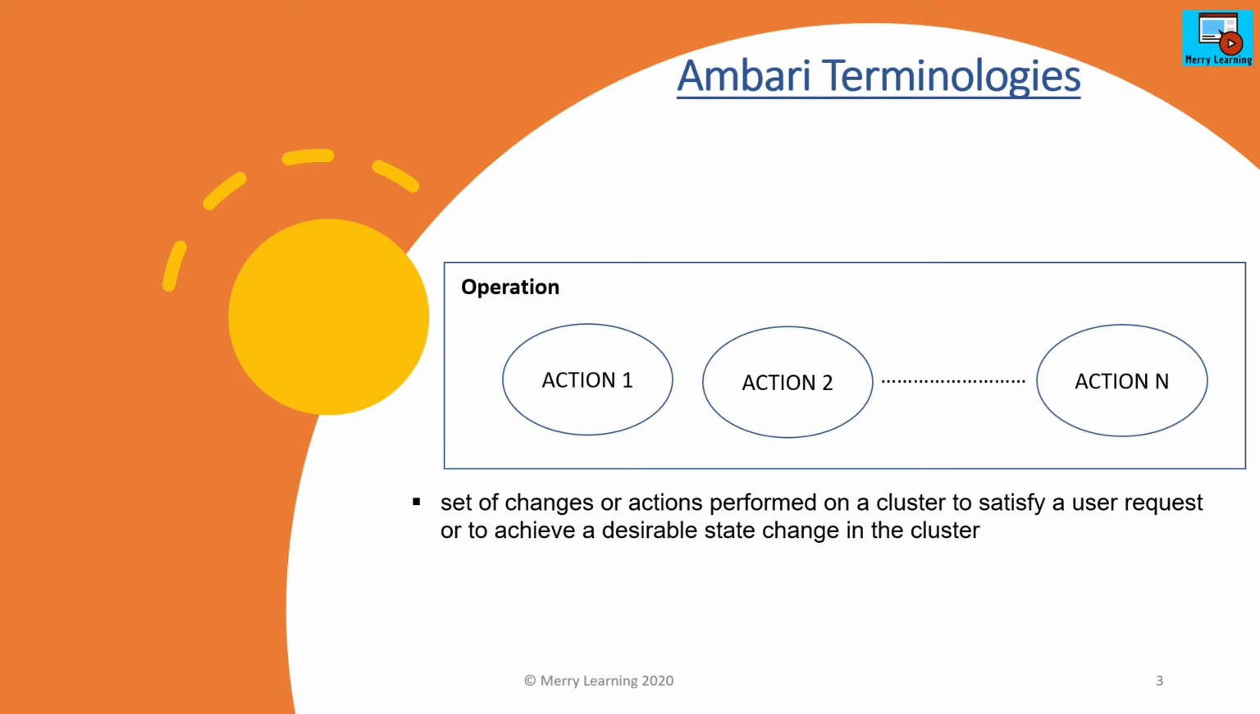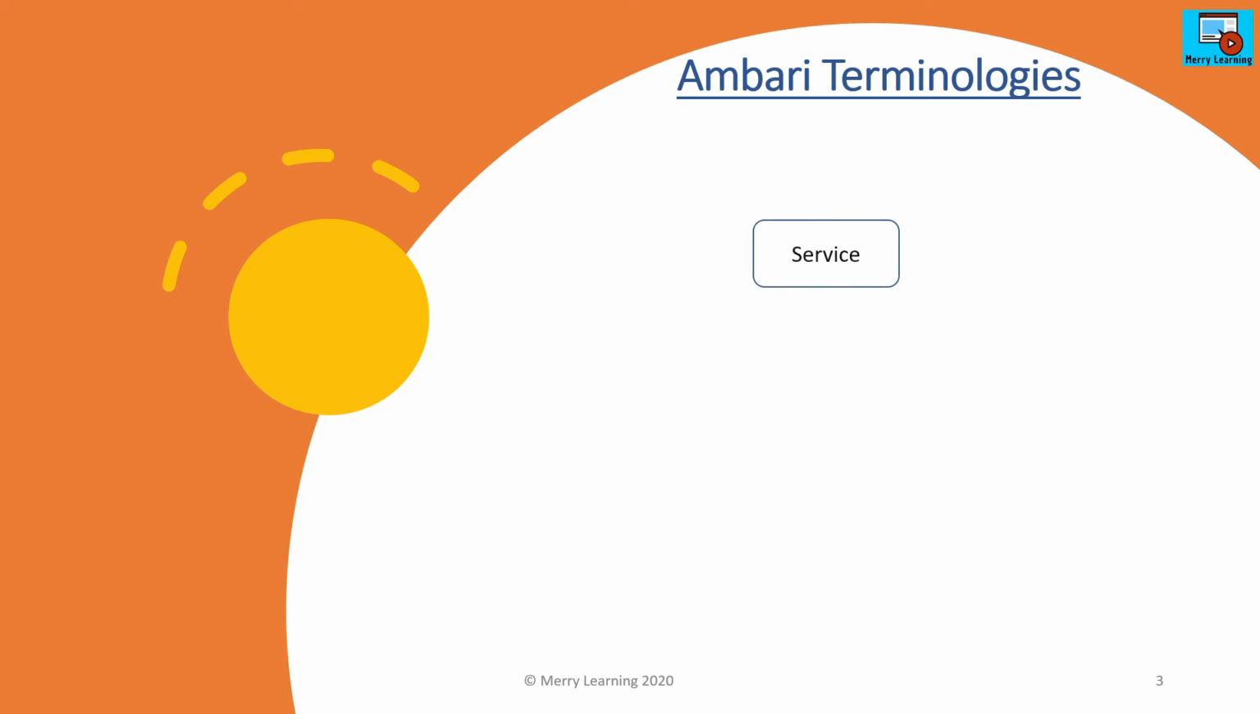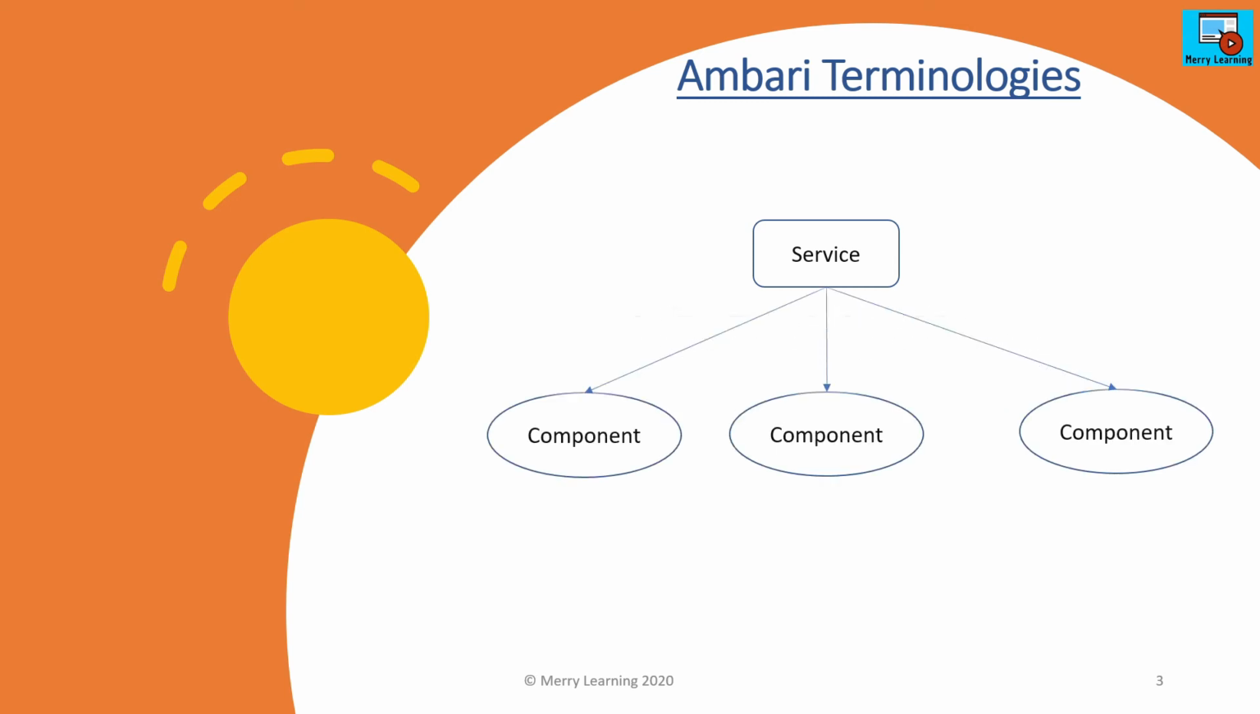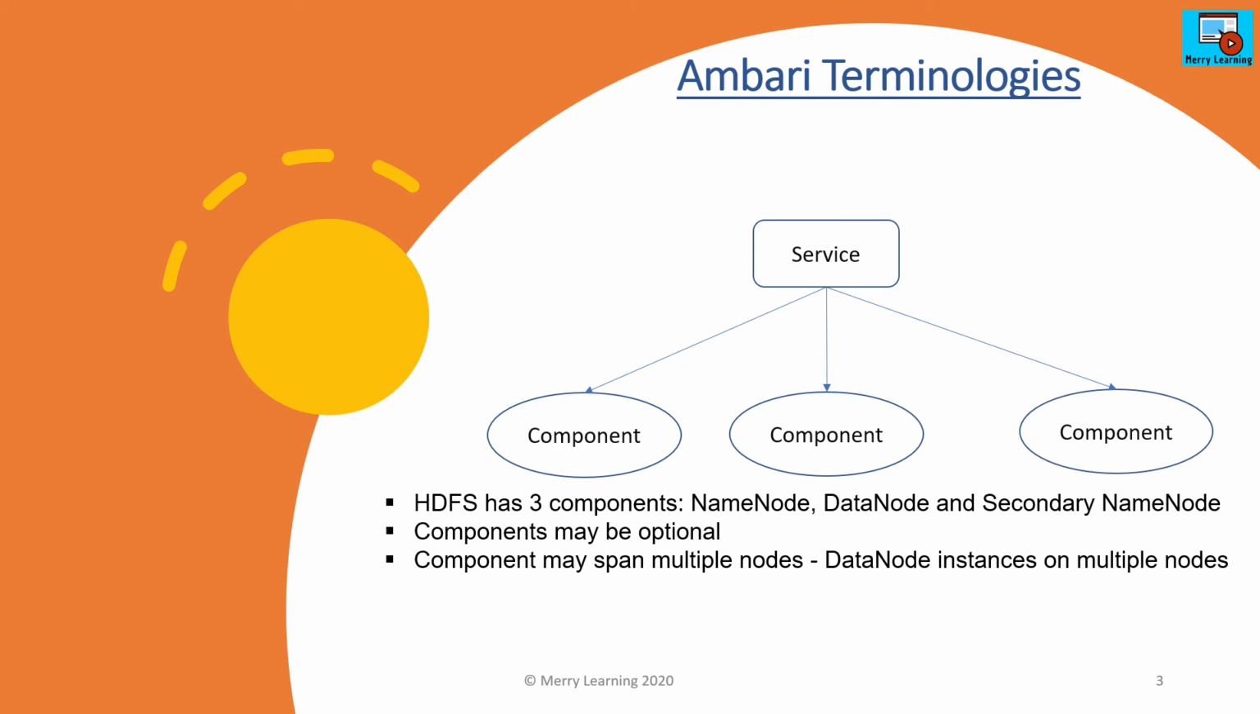The next term is service. Service refers to the services in the Hadoop distribution. HDFS, Hive, Pig, etc. are examples of services. A service can just be a client library. For example, Pig doesn't have any daemon services, but just has a client library. A service may have multiple components. For example, HDFS has 3 components, name node, data node, and a secondary name node. Components may be optional. A component may span across multiple nodes. For example, data node instances on multiple nodes.